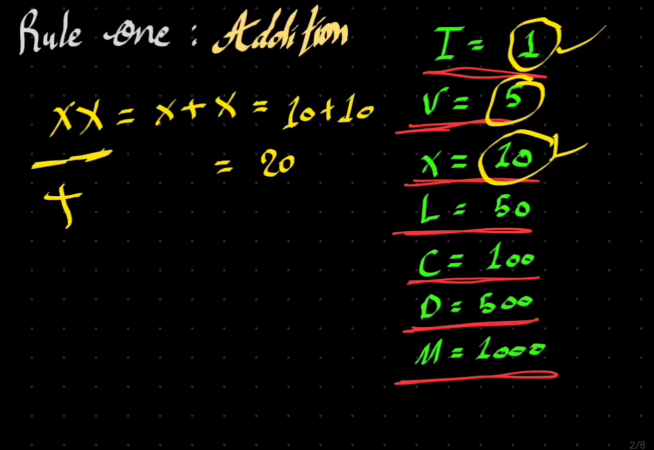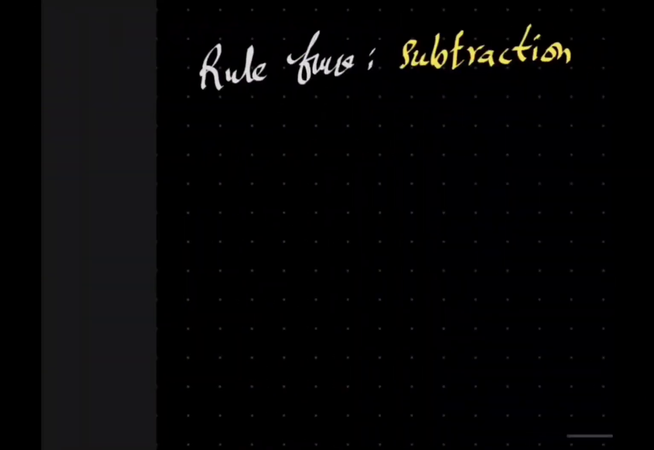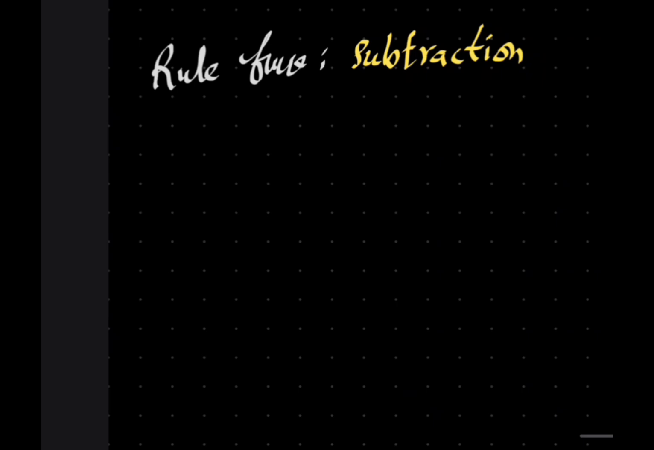But what happens if that rule breaks? What if the value on the left is suddenly smaller than the one on the right? Which leads us to rule number 2, subtraction.